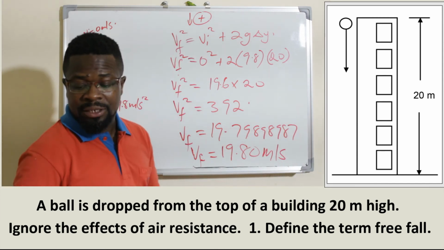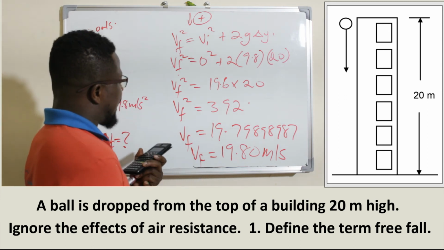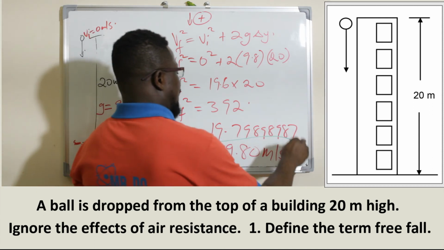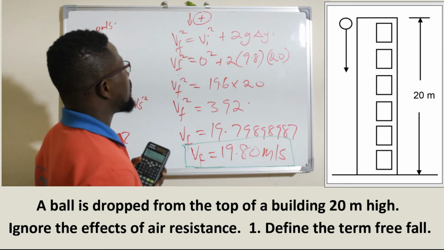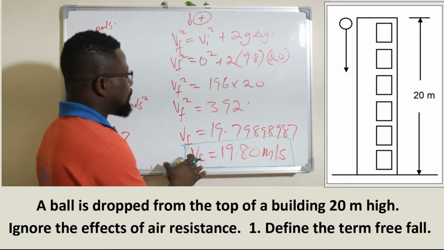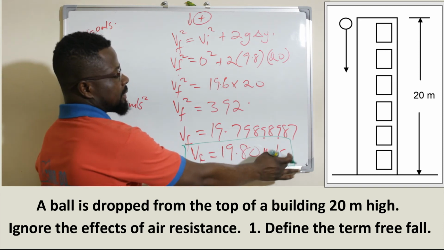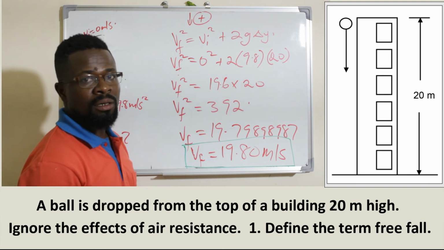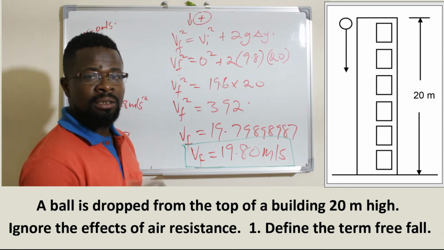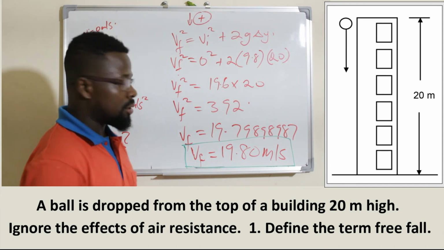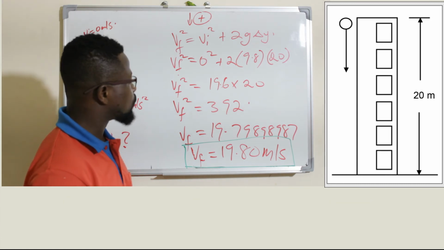Now with what I have just done here, I can also write this because the sign is positive, and I said from the initial stage that anything that is going down is what? Is positive. So I can just simply write that Vf is equal to 19.80 meters per second what? Downwards. In that case, I am showing the direction. This is the magnitude, 19.80. The direction is what? In the downward direction. Because the sign here is a positive sign. Let's look at the next question.